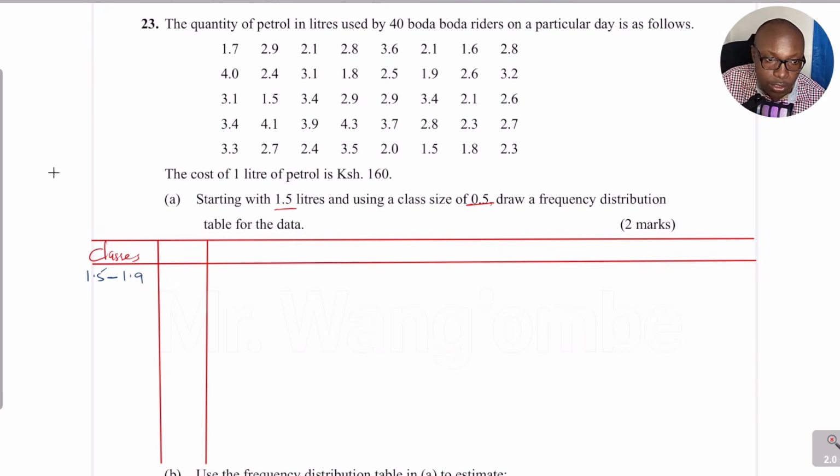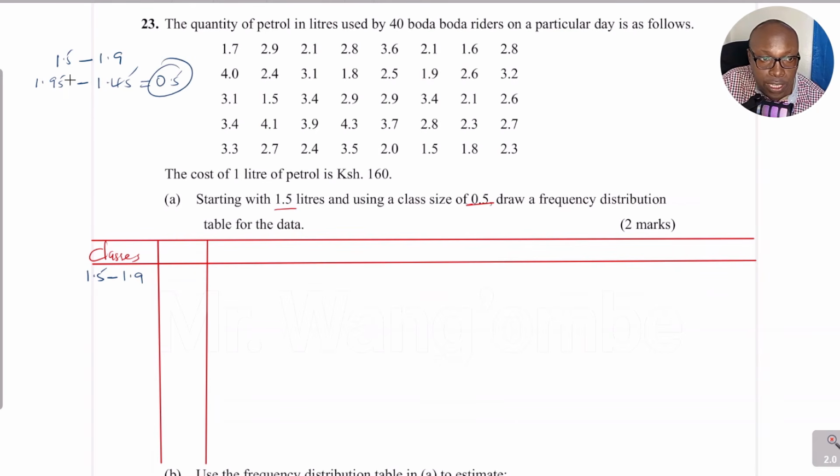And this is the reason. When you're getting the class size, let's say from 1.5 to 1.9, to get the class width, you take the upper class boundary. The upper class boundary is 1.9 plus 0.05, so it will be 1.95. Then the lower class boundary, you take 1.5 subtract 0.05, so it will be 1.45, and that is when you get a class size of 0.5.